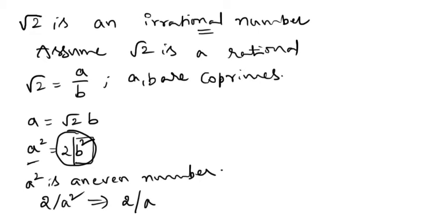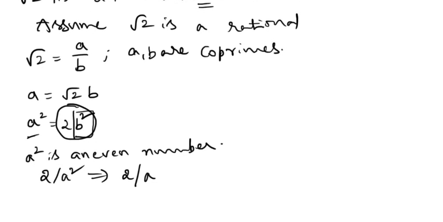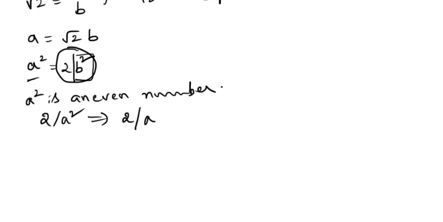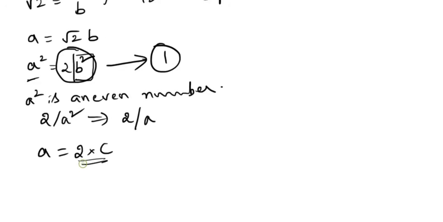So what does it mean? 2 divides A means A is exactly divisible by 2. That means we can write A equal to 2 times something. Let us take that as C. So A equal to 2C. Now let us take A square equal to 2B square as equation number 1. Now substitute A equal to 2C in equation number 1.